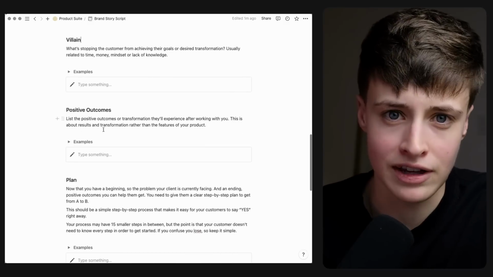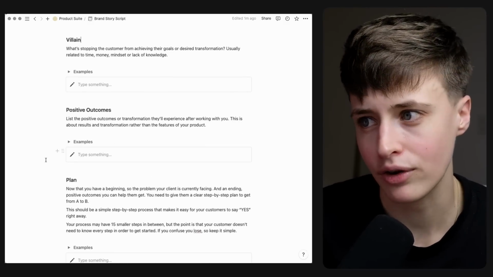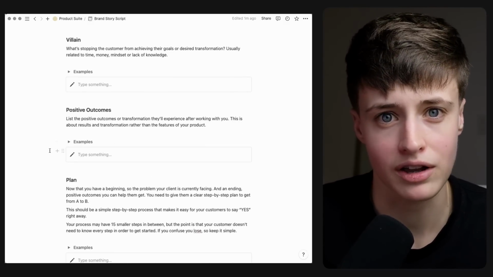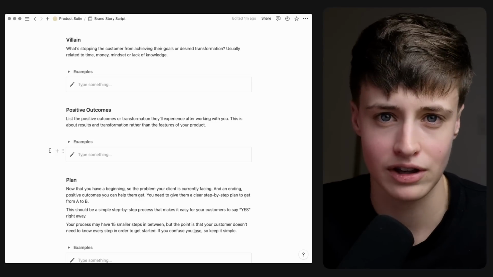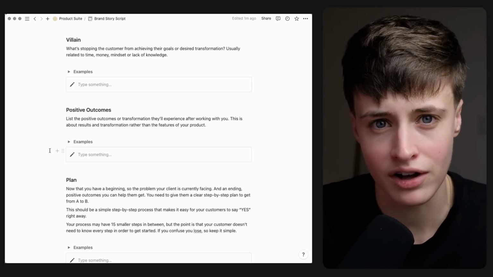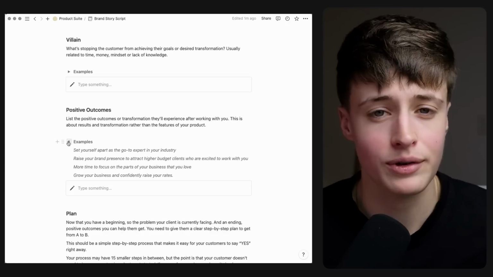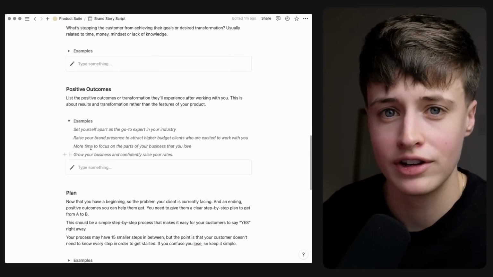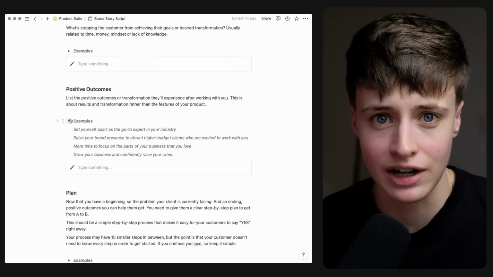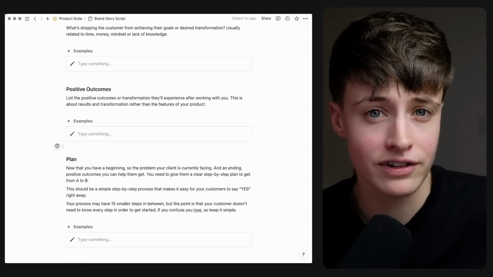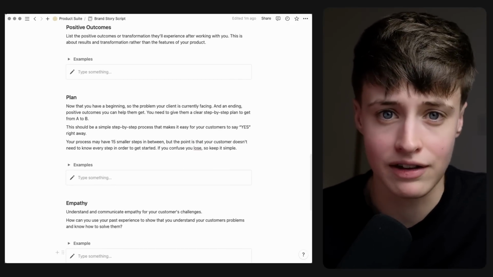And so the next step now is to list the positive outcomes that they'll experience after working with you. And this is about the results and the transformation that you offer rather than the features of your product. So it's not 'they get a new website,' it's increasing their leads and attracting higher budget clients who are excited to work with you. And so list a few of these here.